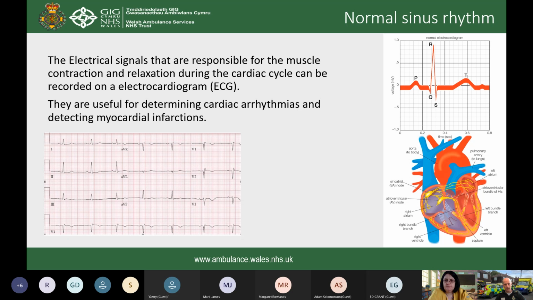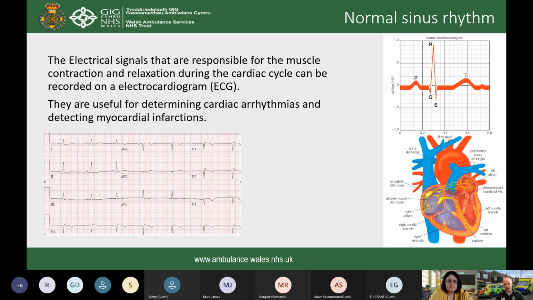So normal sinus rhythm is just what we've just seen. The heart is functioning well. The SA node's working, the AV node is working, and the heart is pumping correctly. So you will probably see it more than any other rhythm.